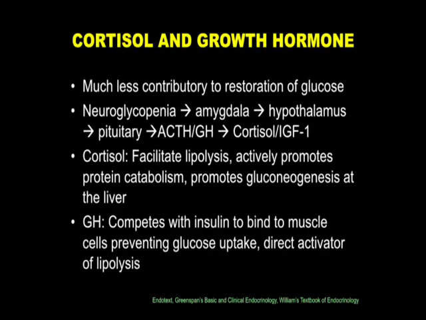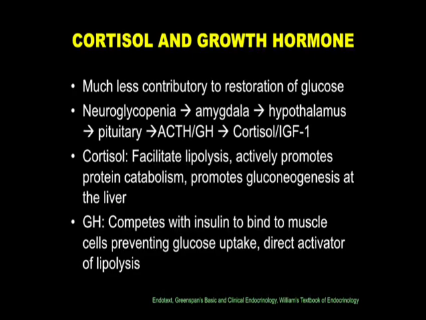Cortisol and growth hormone are less contributory, although, as we mentioned previously, considering adrenal insufficiency in your differential diagnosis for hypoglycemia is important. So the low levels of glucose are sensed in the brain. This leads to a cascade of signaling involving the hypothalamic pituitary axis, and you get release of cortisol and IGF-1. Cortisol facilitates lipolysis, it actively promotes protein metabolism, and it promotes gluconeogenesis at the liver, which we know because we see in our patients with Cushing's having high blood glucose levels.